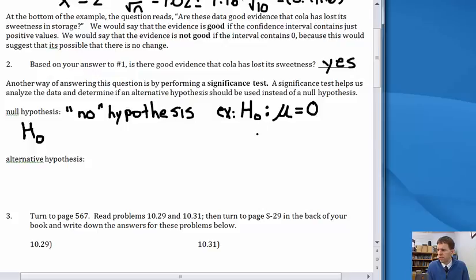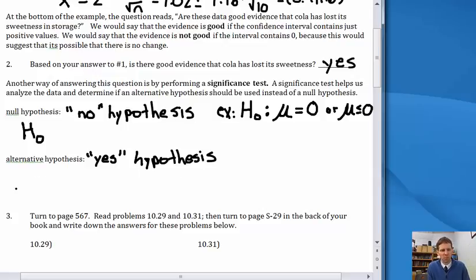The other thing that you could say is that it wouldn't be wrong to say that mu is less than or equal to zero, which means that cola hasn't lost its sweetness. In fact, it may have gained sweetness. So a negative value would mean that cola has gained sweetness. The alternative hypothesis is sort of like the yes hypothesis. Yes, a change has occurred. Yes, there's a difference in sweetness.